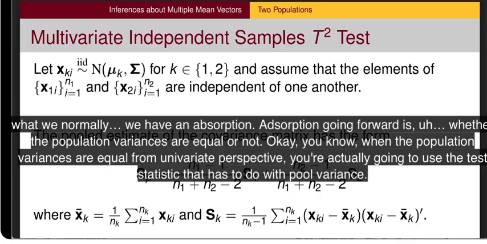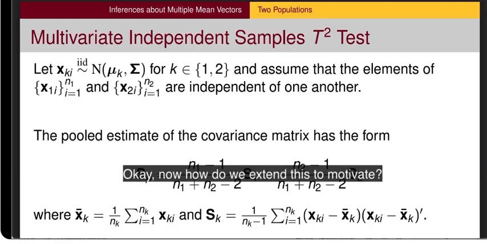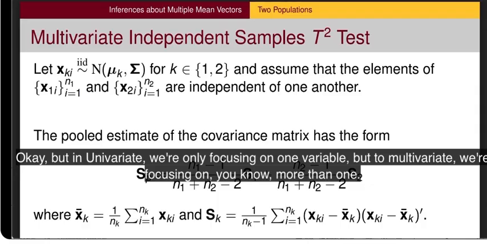When the population variances are equal from a univariate perspective, you are going to use the test statistic that has to do with pooled variance. Now, I believe you've heard about pooled variance before. Has anyone heard about pooled variance before? Okay. Now, how do we extend this to a multivariate situation? The difference between univariate and multivariate is that I'm still comparing two groups, but in univariate we're only focusing on one variable, and in multivariate we're focusing on more than one variable.